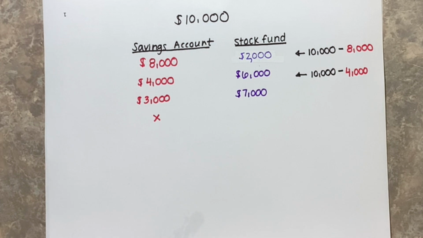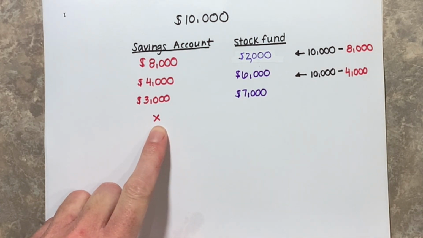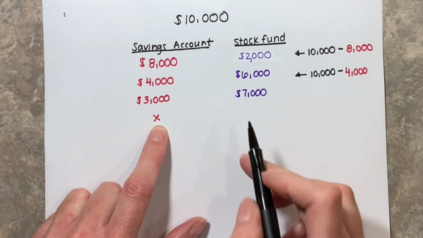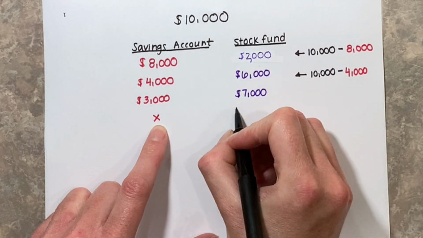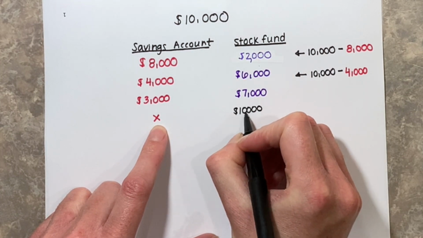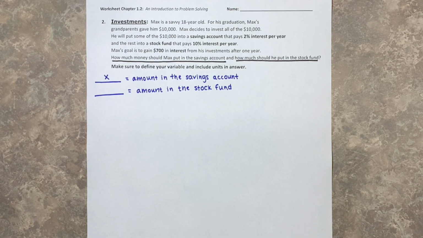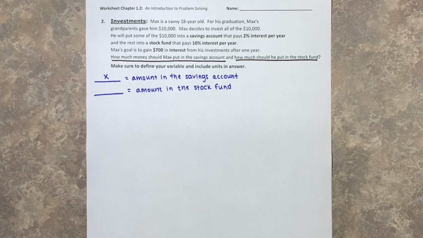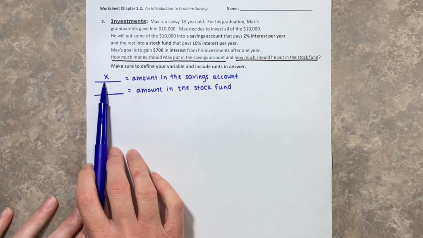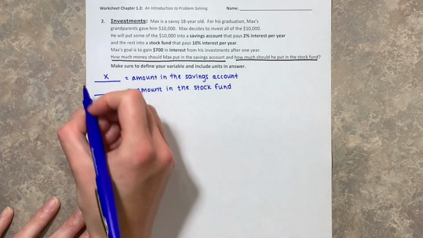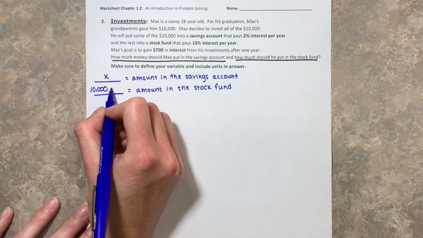Okay, now let's suppose Max is investing X dollars in the savings account. To figure out how much of the $10,000 is left over to invest in the stock fund, we just take the $10,000 minus the X dollars that he's investing in the savings account, and that will give us the leftover that he will invest in the stock fund. So this is what we're going to write on the previous page. If Max has a total of $10,000 to invest, if he invests X dollars in the savings account, to find out how much is left over for him to invest in the stock fund, we would take 10,000 minus X.